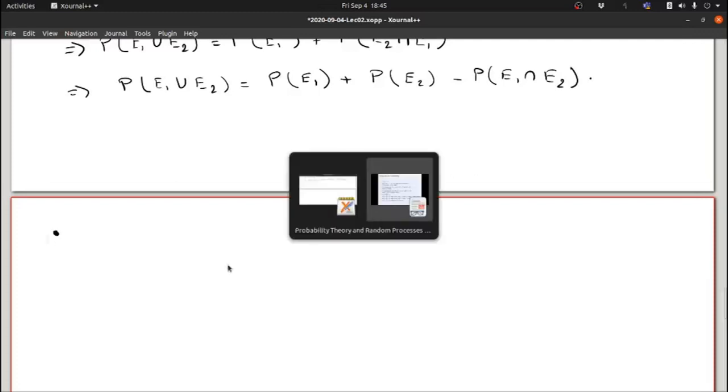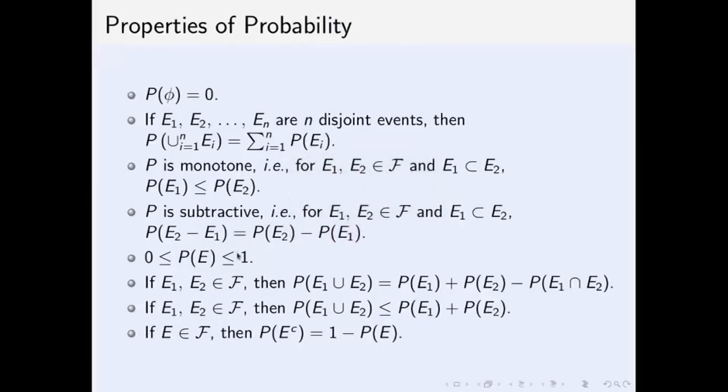Okay, let us take the next property. The next property says that for any events E1, E2, probability of E1 union E2 is less than or equal to probability of E1 plus probability of E2. This is basically a byproduct of the previous property, because probability is always greater than or equal to 0. So if I remove this part, the inequality will be less than or equal. It is a very, very simple one, and I am not writing down this proof.